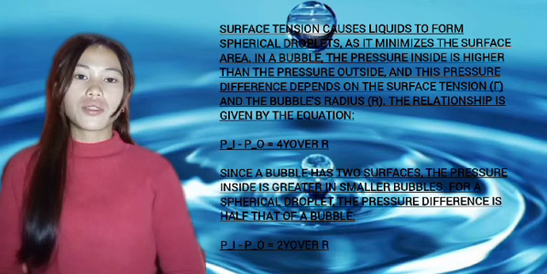In the bubble, the pressure inside is higher than the pressure outside, and this pressure difference depends on the surface tension, or gamma, and the bubble's radius, or R. The relationship is given by the equation.